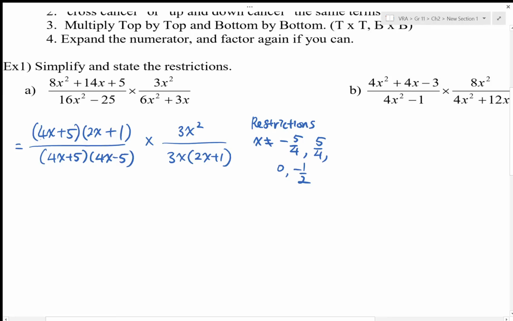Now we cancel. I'm going to use a different color, red, for the canceling. So we have 4x plus 5 and 4x plus 5, and then we have 2x plus 1 and 2x plus 1.